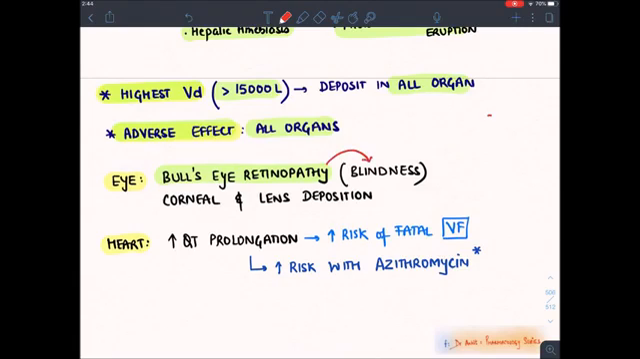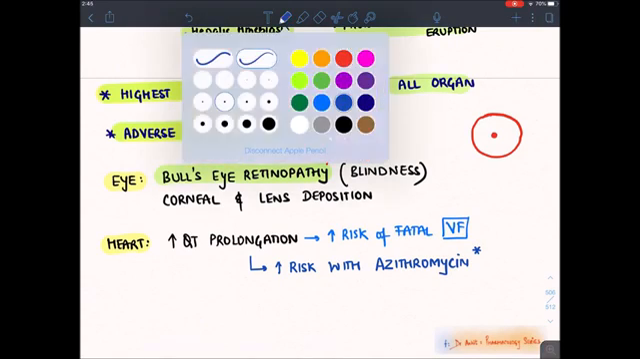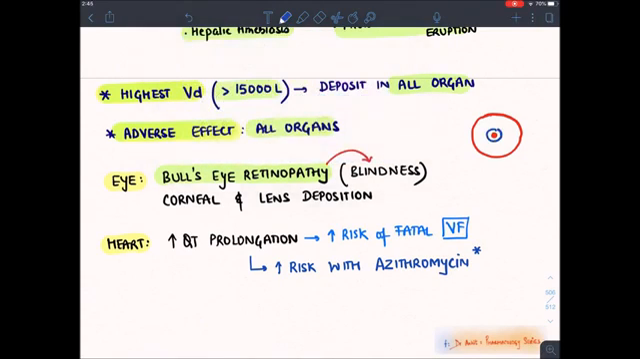Now, what is bullseye retinopathy? If you see the retina from the front, this is the retina, you are doing fundoscopy, and in between we have this macula where the image is formed. Chloroquine deposits on the retina just like concentric rings. This is deposition of chloroquine on the retina. Now it is looking like a shooting board. That shooting board is known as bullseye. Hence it causes bullseye retinopathy. It leads to permanent blindness. It's a very dangerous effect. It also leads to deposition on the cornea and lens, which will lead to blindness.